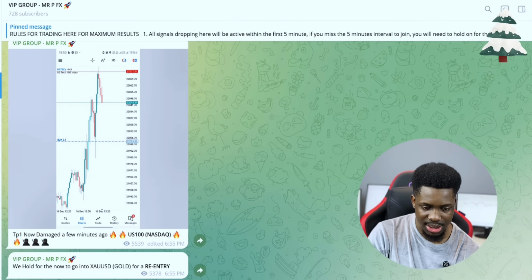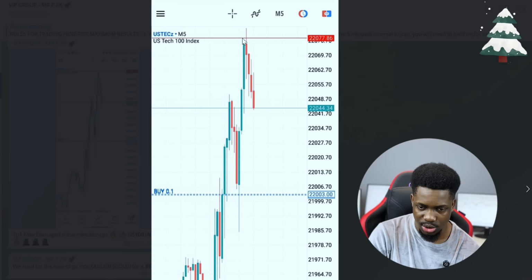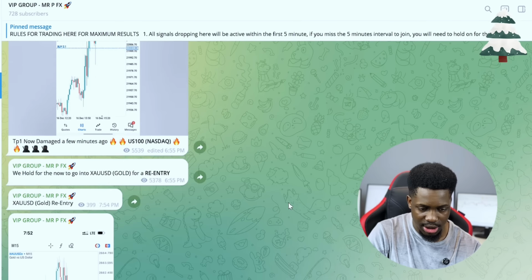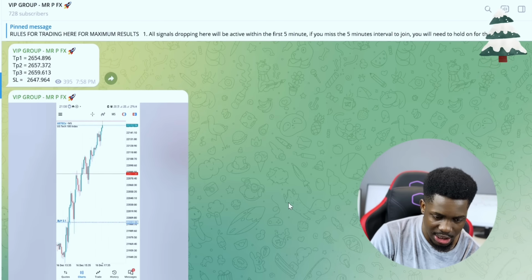If you can literally see that TP1 had been hit a few minutes ago. So this was when our take profit 1 was actually smashed around this region. That was actually our first take profit. And then let's just check this stuff out. Okay, so this was when we gave the re-entry. So let's leave that for now.